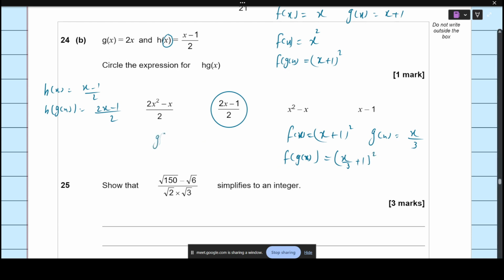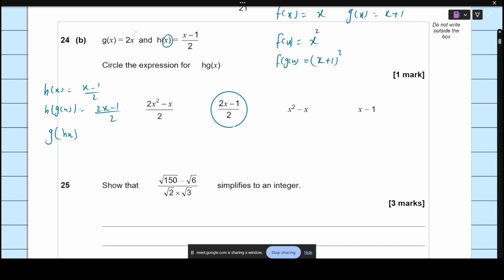Now you need to write g of f of x. Put f of x in the function of g of x. As you know, g of x is x by 3. You need to replace x with f of x, which is x plus 1 whole squared. So in place of x, you write x plus 1 whole squared divided by 3. This is g of f of x.